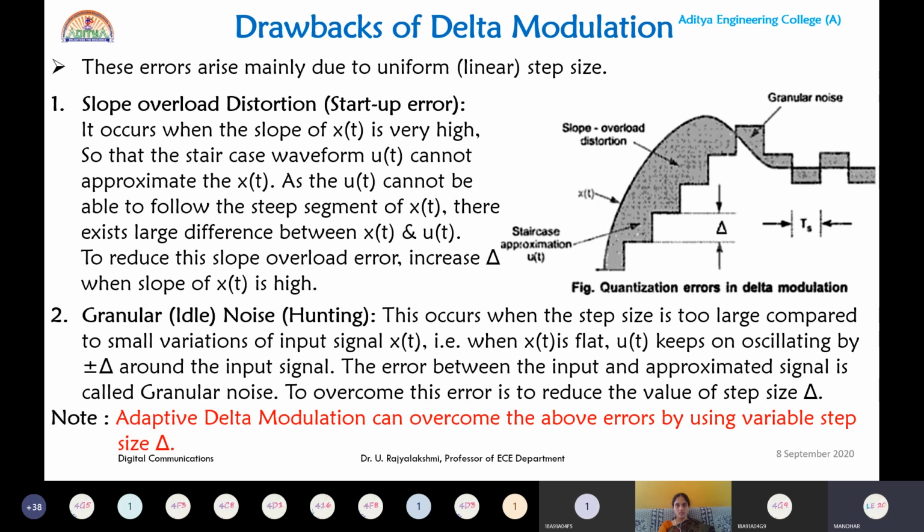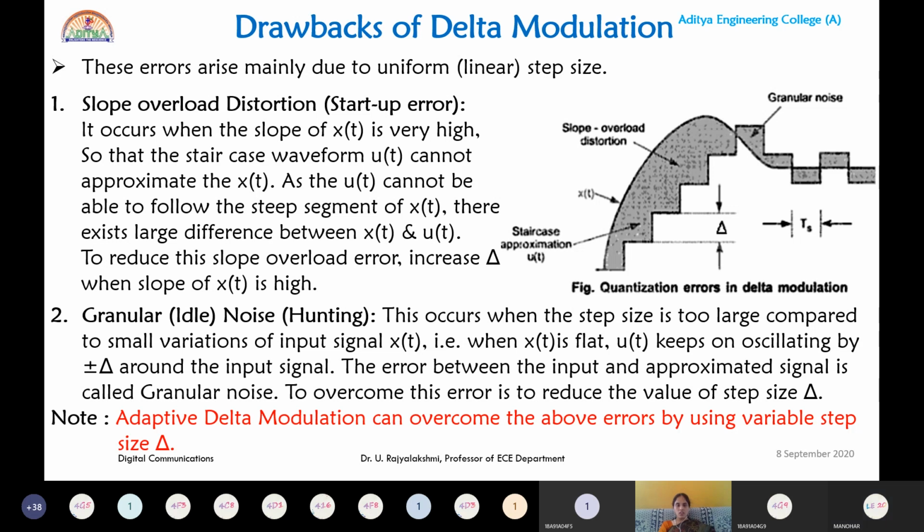If the slope of x of t is very, very high compared to the slope of u of t, then u of t cannot follow x of t, ma'am. Yes, it cannot approximate x of t. So there exists a lot of difference between the slopes of x of t and u of t. To avoid slope overload, what do you need to do? Increase the step size, delta, ma'am. Yes, very good.